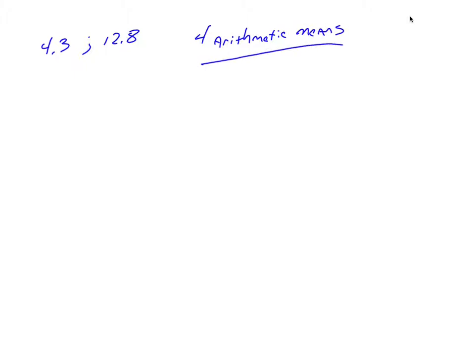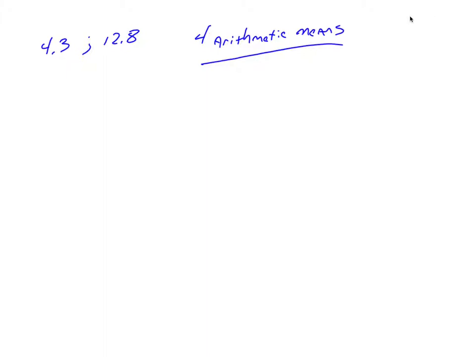All right, so they're giving me two numbers, 4.3 and 12.8, and they want me to find 4 arithmetic means between those two numbers. Anybody know what that means? Yeah, you think it's 4 averages because of the word means, but it's really not 4 averages.